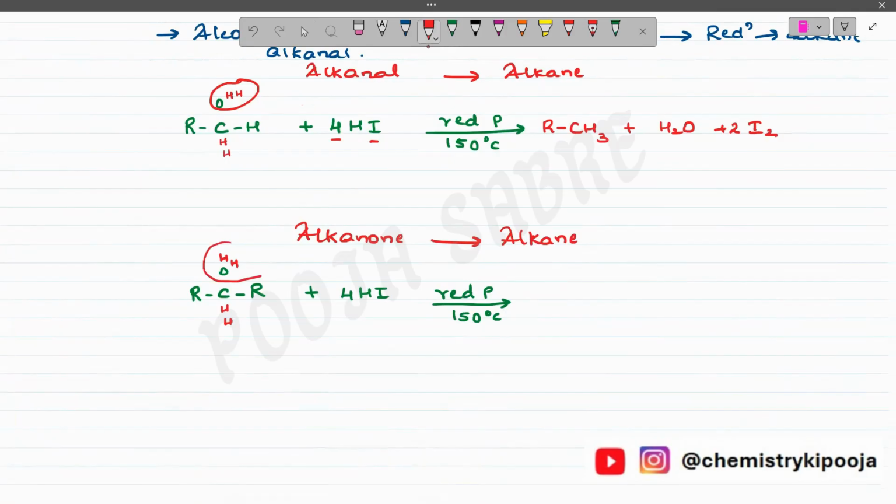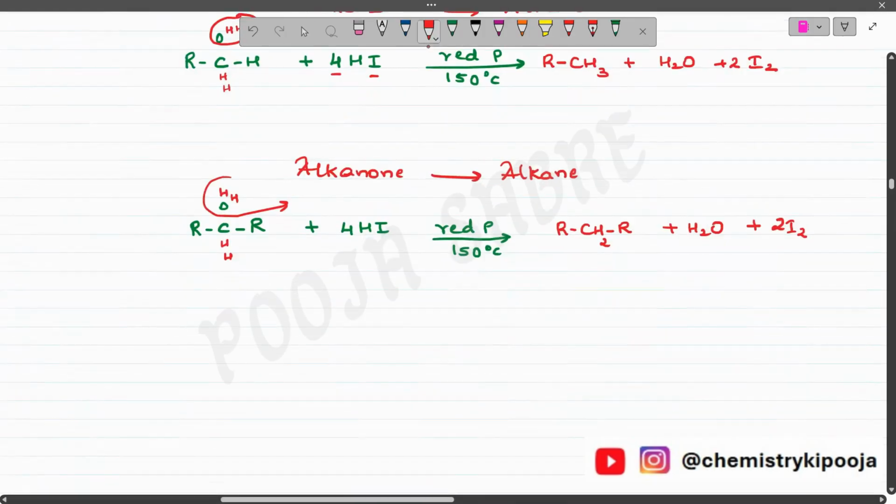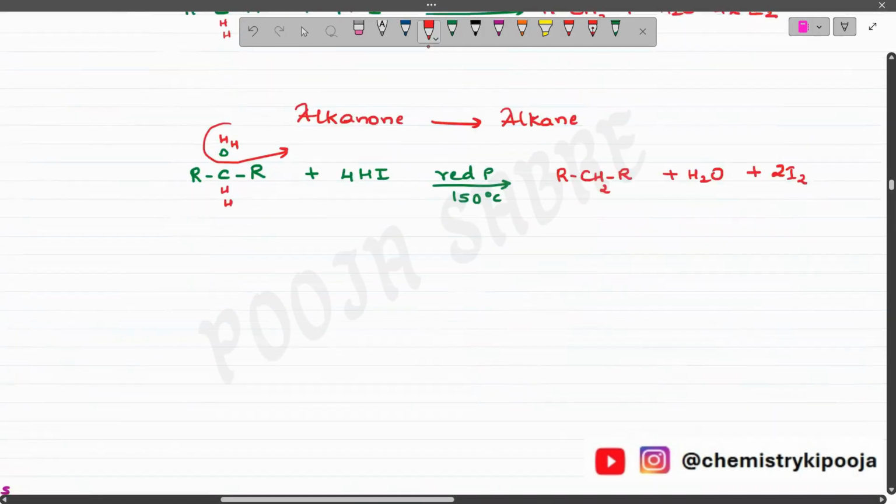And then this will be removed in the form of water, H2O. We have R, CH2, and R. Clear? And then what will happen to the 4 iodine groups? They will be 2 iodine molecules, which will be removed. Clear? So this is basically alkanone getting converted to alkane.